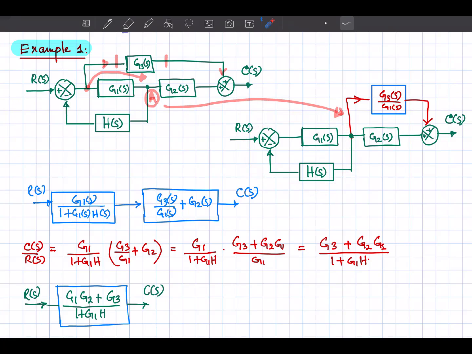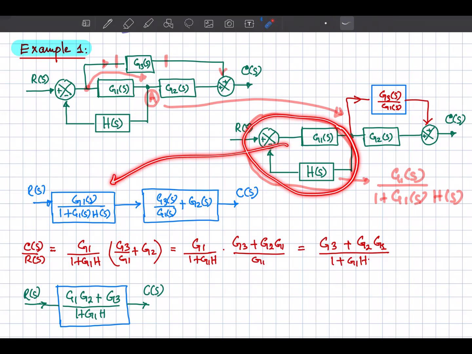So we can simplify it using the discussion that we did in the last video, that the transfer function of this part will be equal to the gain of the forward path divided by 1 plus the loop gain, and the loop gain is G1s into H of S, right? So this is the equivalent transfer function of this one. So we can replace this part with this single transfer function.